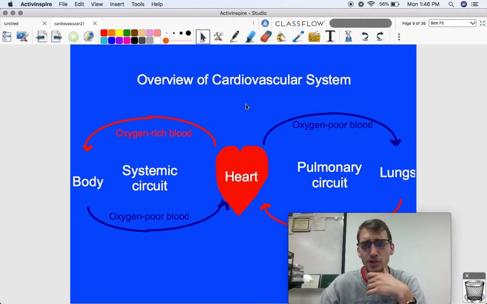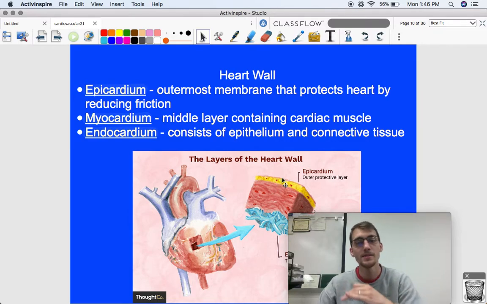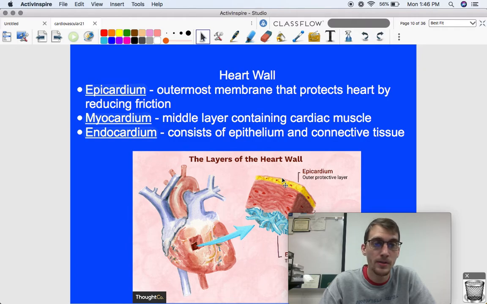All right, I highly suggest drawing this in your notebook if you have not already. And I would suggest having blue and red markers as well. All right, so before we get into the anatomy of the heart, let's talk about the heart wall, the three main components here.